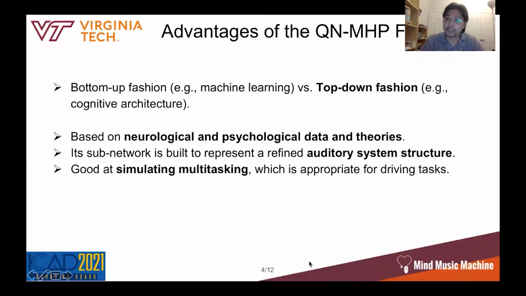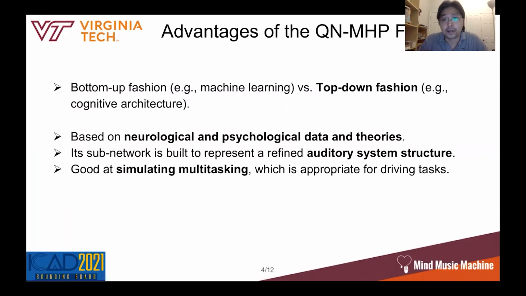Then why QN-MHP Framework? So that is Queuing Network Model Human Processor. So nowadays, many people do research using machine learning, which is bottom-up fashion. So machine learning is good in terms of modeling based on unstructured data, but there's no guarantee the model built based on the data has similarities to how our brain is working, right?